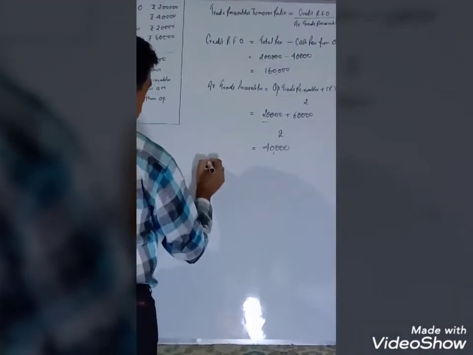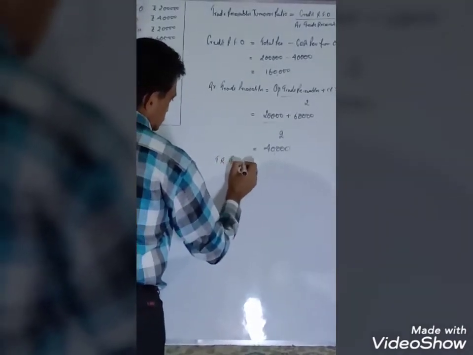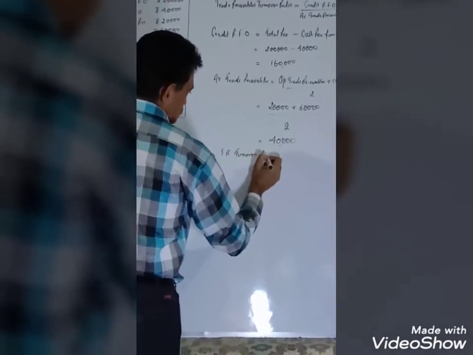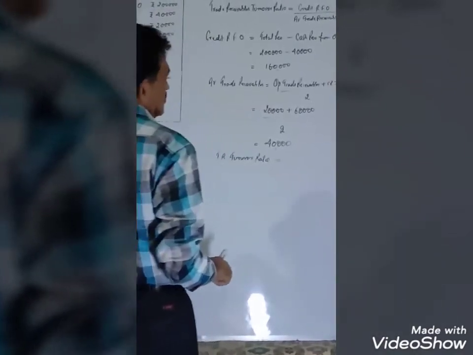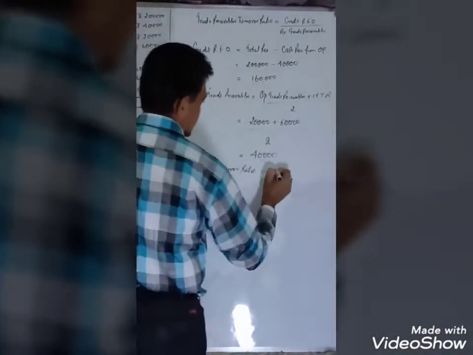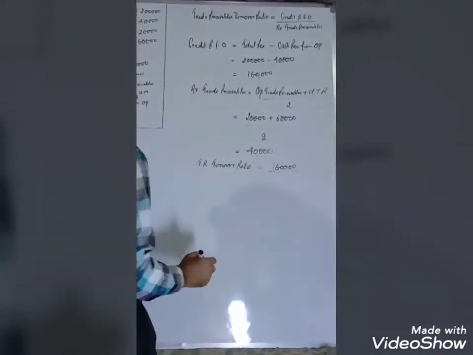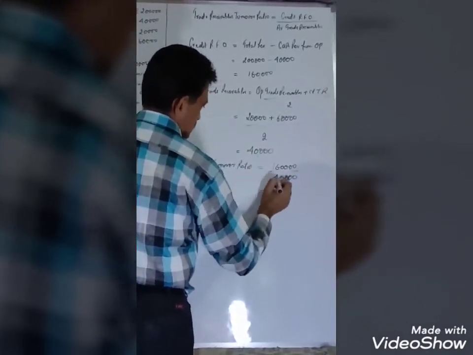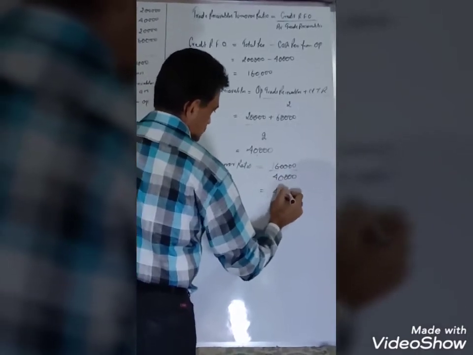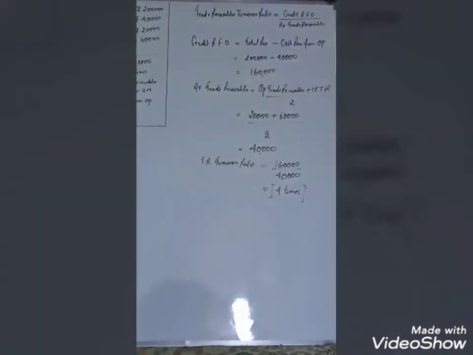Therefore, trade receivables turnover ratio is equal to credit revenue from operations 1,60,000 divided by average trade receivables 40,000, which is 4 times. The trade receivables turnover ratio is 4 times.